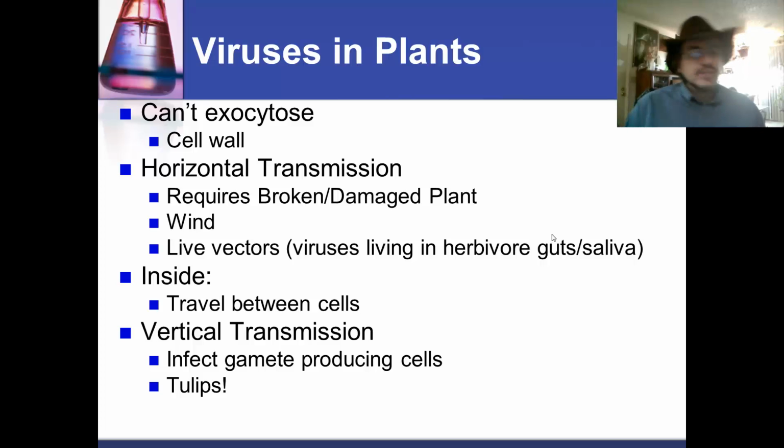And if you've ever seen the pretty tulips with the white stripes in the flowers, those are actually seeds that were infected. And that is a virally infected flower. So, pretty neat.